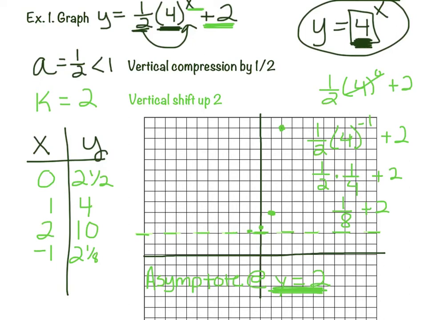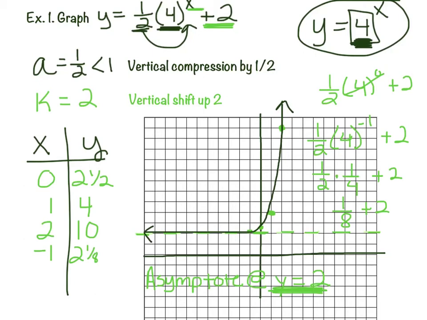And it's just going to keep going to 2 and a fraction, smaller and smaller and smaller, but it will never actually reach 2. And so these points are plenty. Draw your curve approaching the asymptote but not touching it.